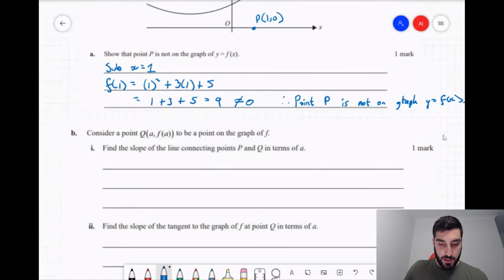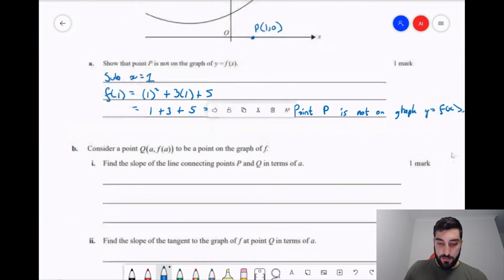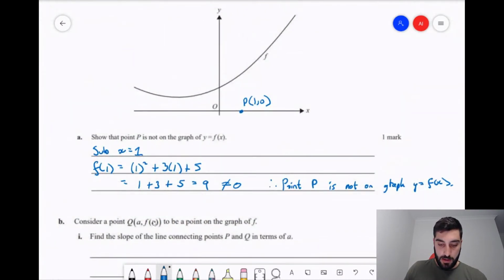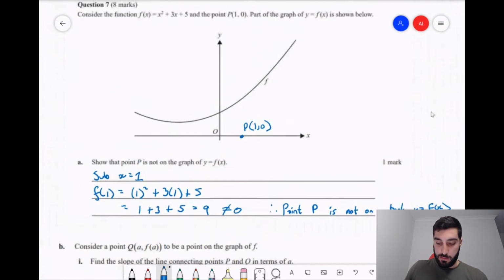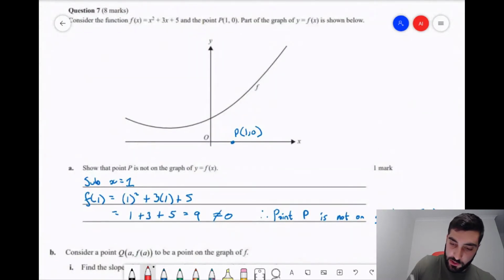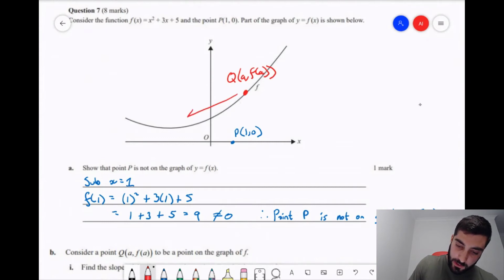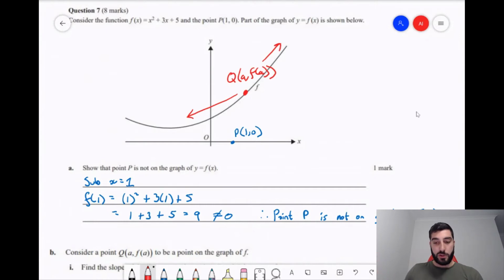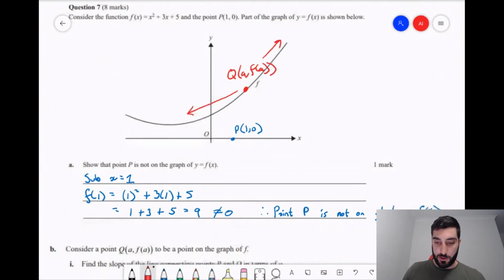Cool, so part B. Consider another point Q, at x is equal to a, where the y value is on that line, so f of a, to be a point on the function f. Find the slope of the line connecting P and Q in terms of a. So, another generic point, Q (a, f of a), if I were just to draw that somewhere. I've just picked a random spot. Since it's all in terms of a, Q could be to the left of it, or to the right, depending on that value of a, which we don't yet know. So it's just a point that's on this function f of x. That's all we know so far.